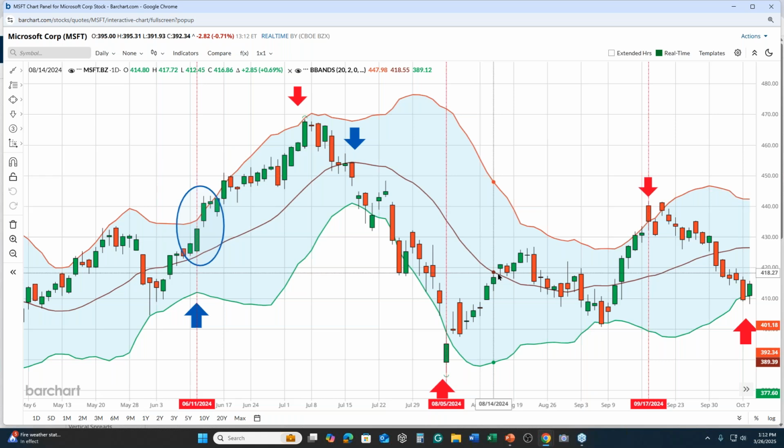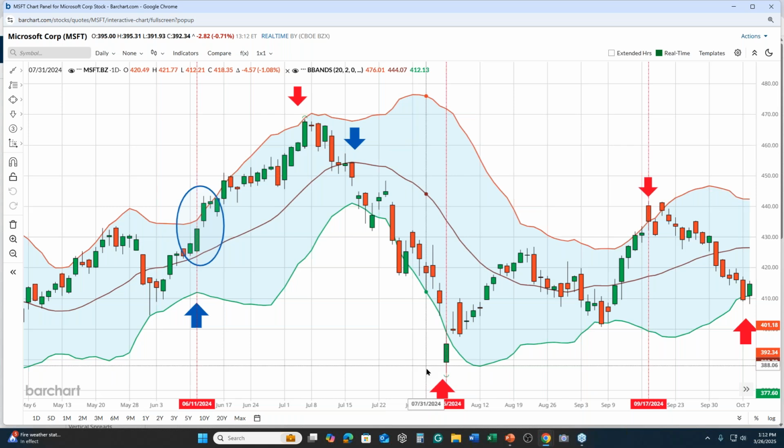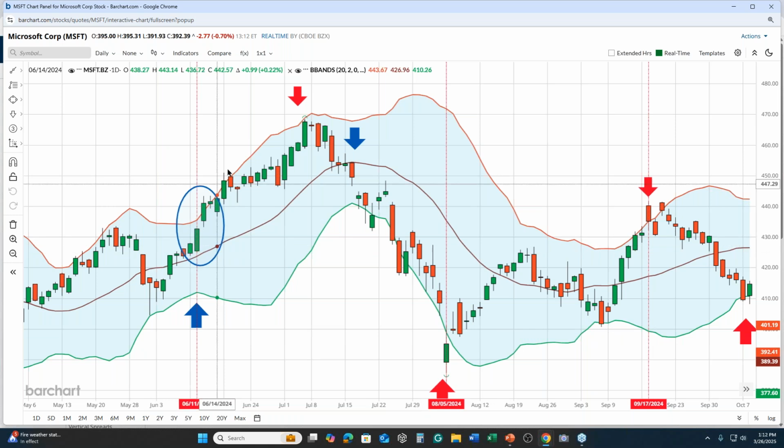Now notice the width of the bands here. You can see how wide the bands are. This is one of the conditions we want to look for in mean reversions. Notice how narrow our bands are here on that breakout. So the difference in the width of the bands will help enhance our mean reversions and our breakouts.